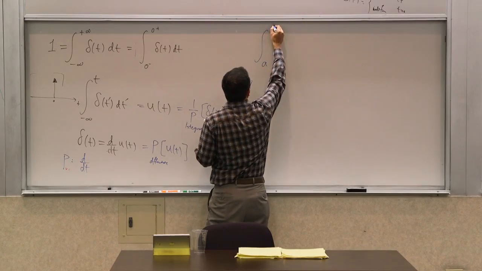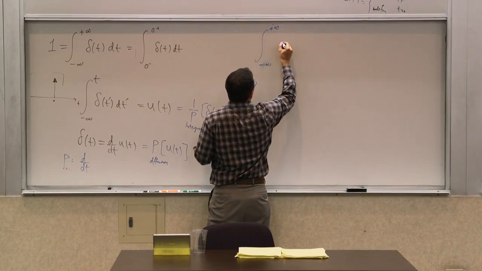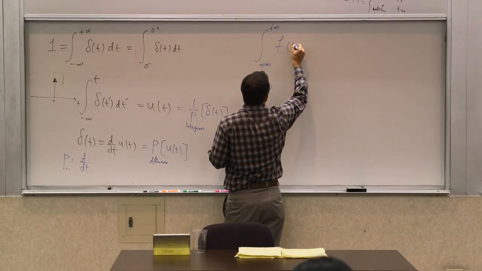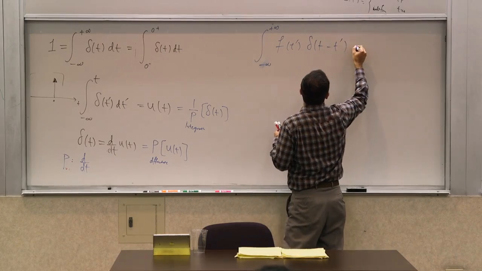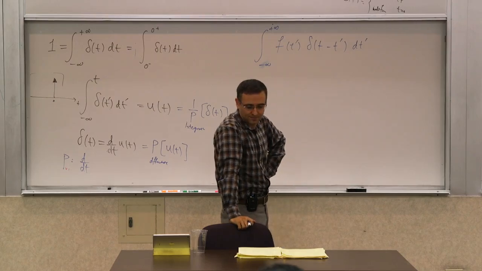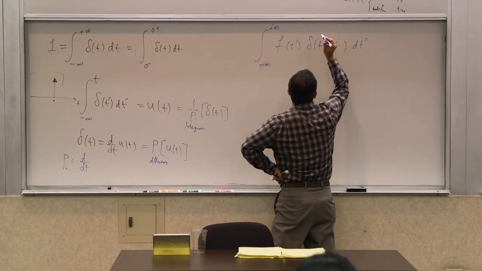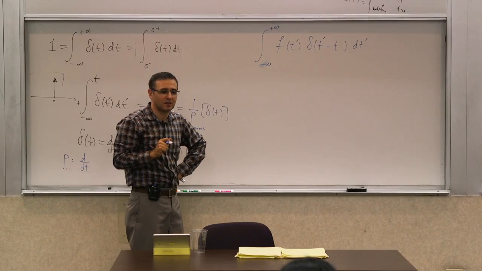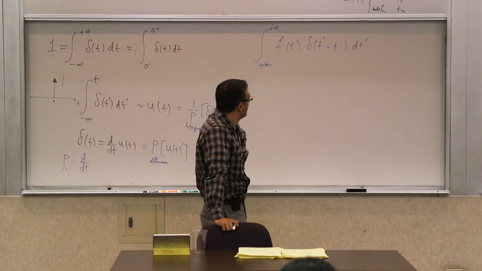If you look at this integral, let's say the integral from negative infinity to positive infinity of f of t, or tau, or t prime, times delta of t minus t prime, dt prime. What is that thing? Or actually t minus t prime, t prime minus t, it doesn't matter. What do you get? What is that value? Why?